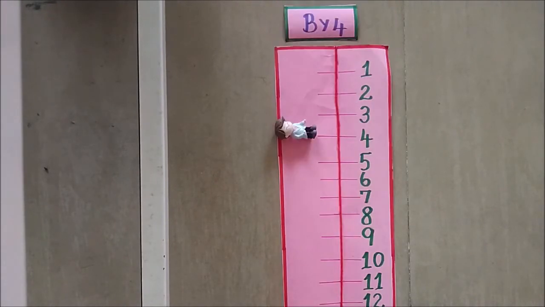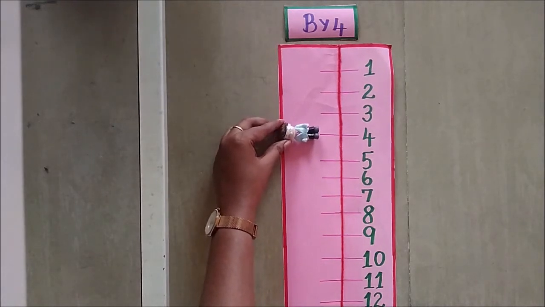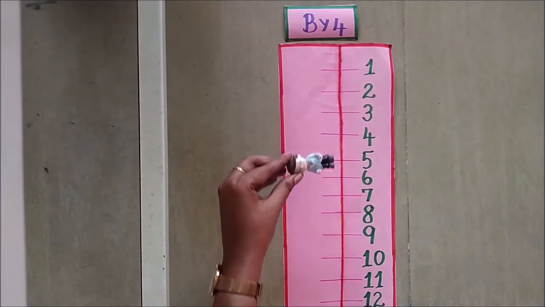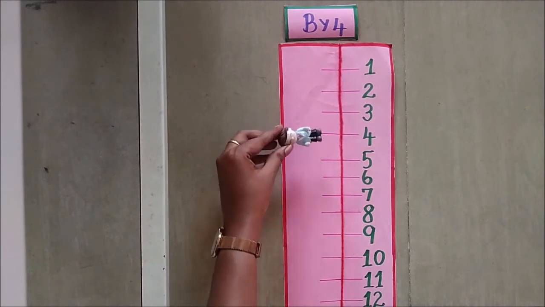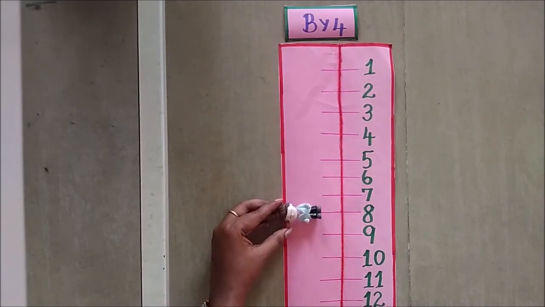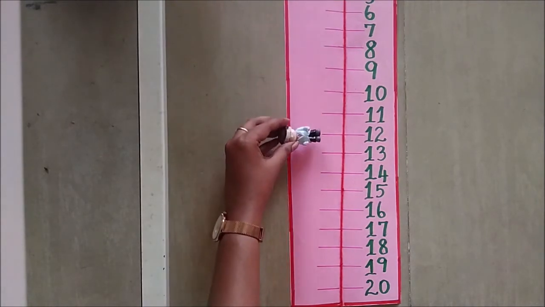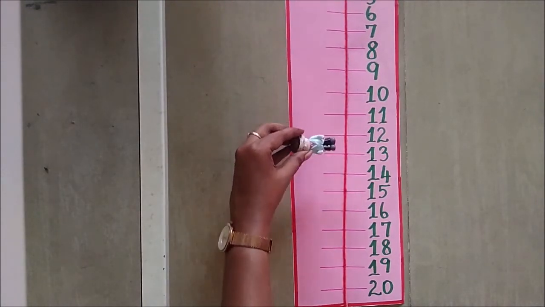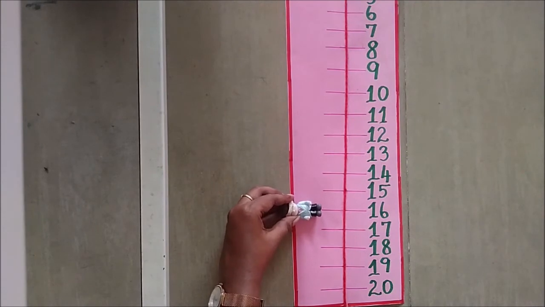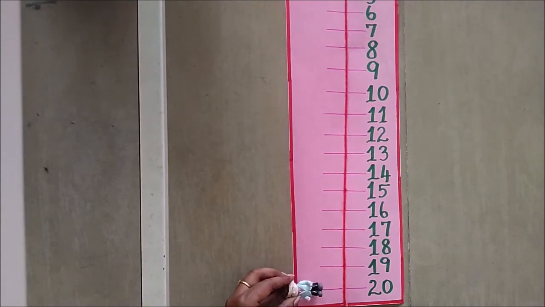For skip counting by 4, Rahul starts at 4. Then he starts jumping to, yes, 8. From 4 he is jumping to 8. Then from 8 he is jumping to 12. Then from 12 he is jumping to 16. And at last from 16 he jumps to 20. Can you understand, children? This is skip counting by 4.